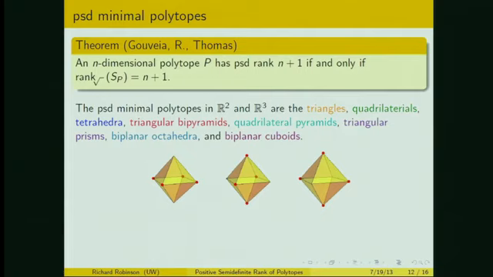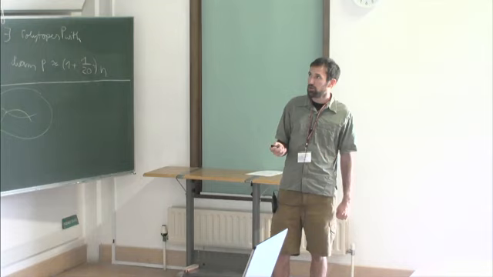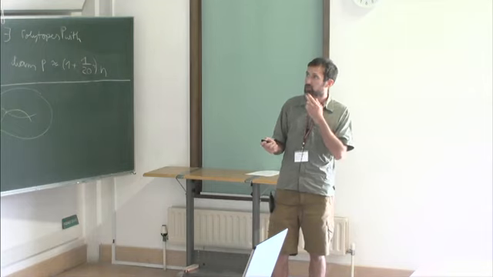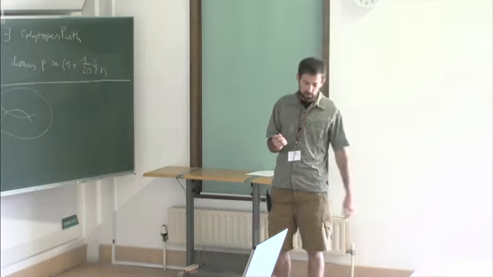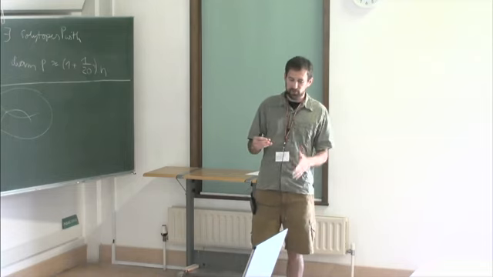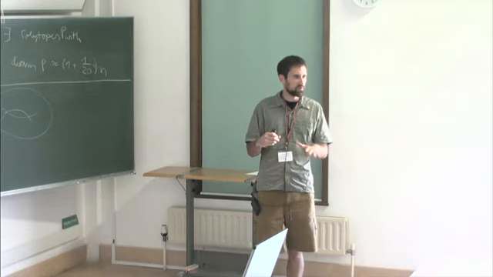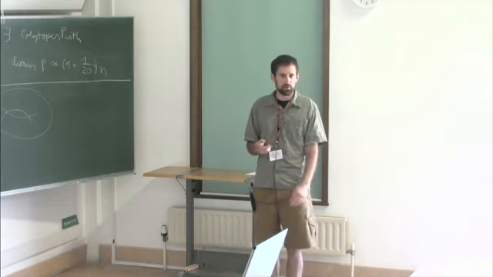So in R2, the PSD minimal polytopes are just the triangles and quadrilaterals and nothing else. So just a combinatorial characterization. In R3, there's 4 combinatorial classes that are always PSD minimal. Those are tetrahedra, triangular bipyramids, quadrilateral pyramids, and triangular prisms. That's just because all those classes have a very low number of either vertices or facets, less than or equal to 5.